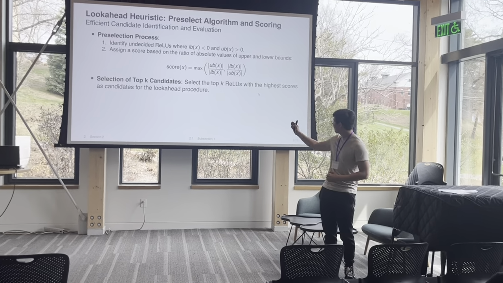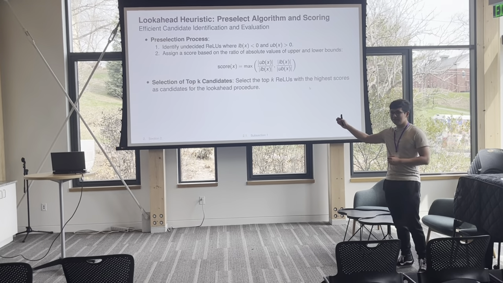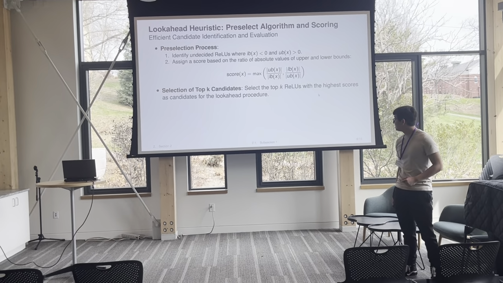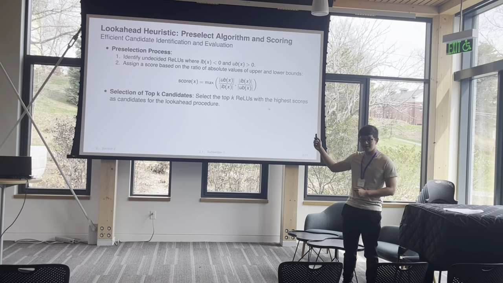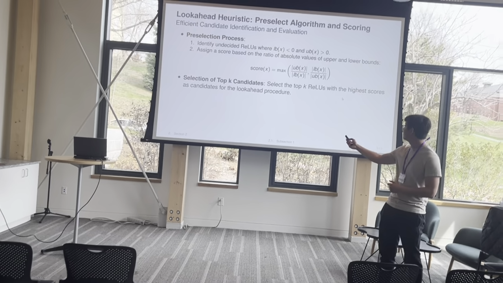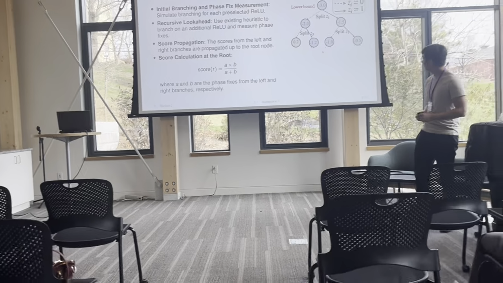So we choose the top K candidates for rows with this high score, and then we do look ahead on this. And when I implemented this in Marabou, K was 20. When I'm implementing it in alpha-beta-CROWN, it might be different. It's a tunable parameter. And now we go into the look ahead strategy.